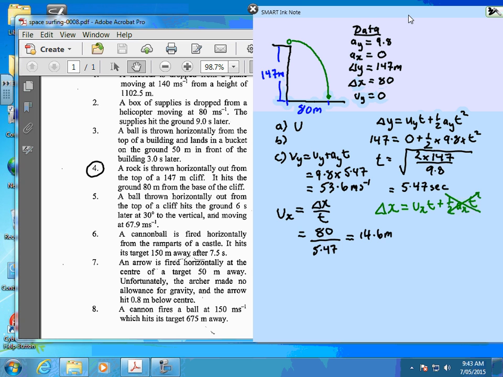Is that a UX or a VX? That's a U, that one. Because the formula gives you UX. So that gives you the initial speed.